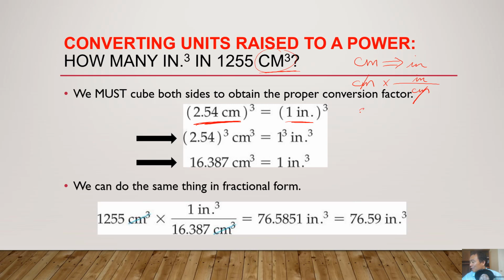So if you write it this way, like 2.54 centimeter cubed, and you think it's the same as 1 inch cubed, that's wrong. That's not correct. It's this whole thing, 2.54 as a whole, that is the same as 1 inch. So you must cube the whole thing to make them the same. All right? So the numbers are cubed and the units are cubed.